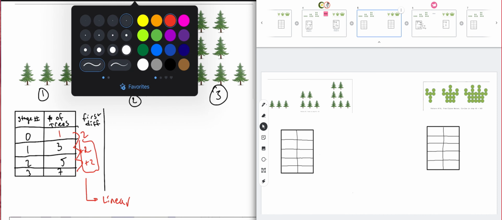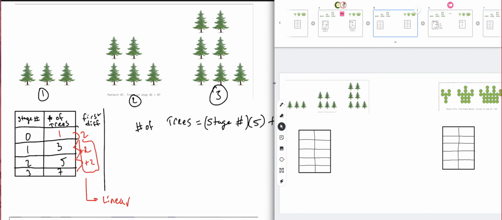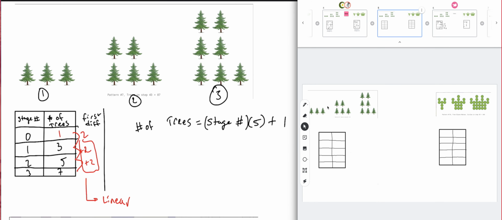You could write it out. You could say, okay, number of trees equals the stage number. We're going to multiply the stage number by 5 and then add the 1. Let's shrink this up. You guys can see. Okay.